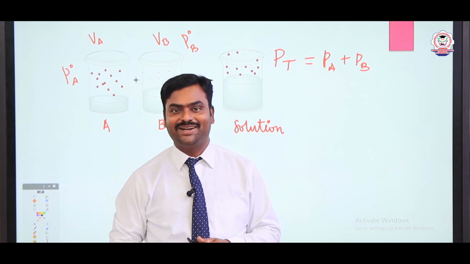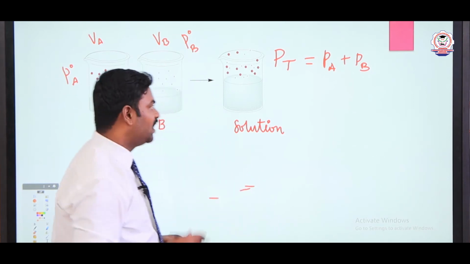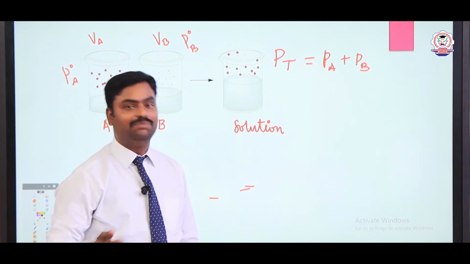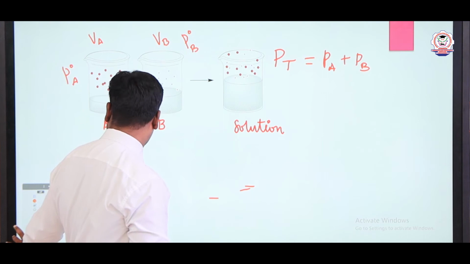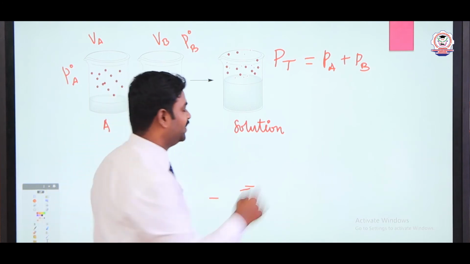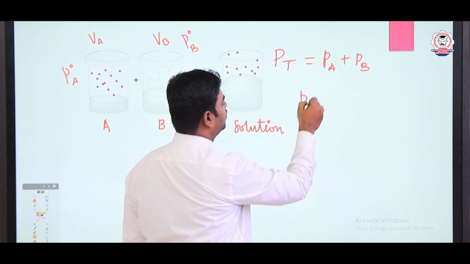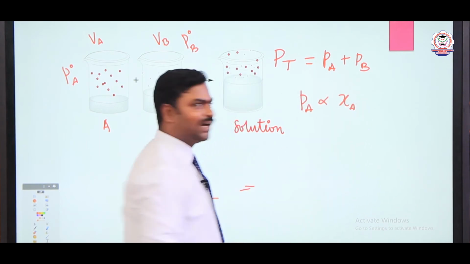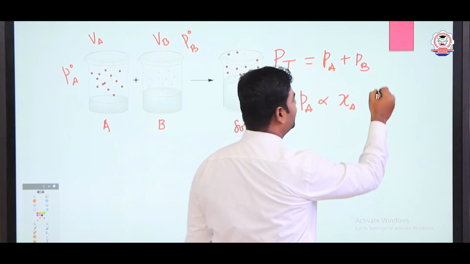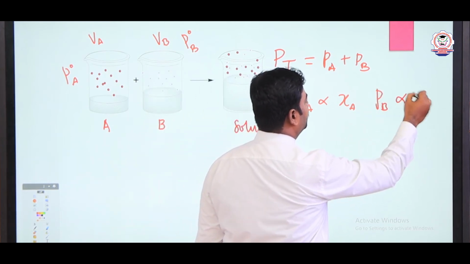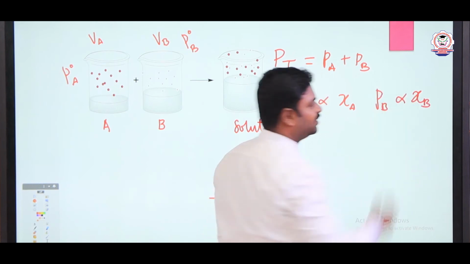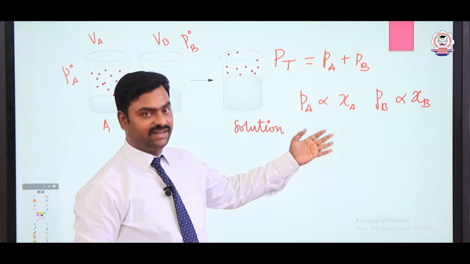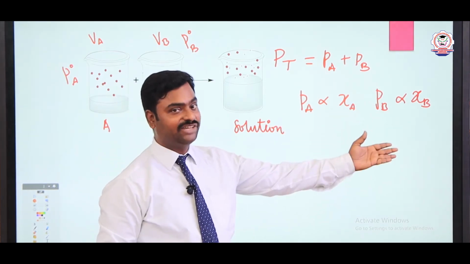Yes, it is possible according to Raoult's law. What is Raoult's law saying? The partial pressure is directly related to the mole fraction, the mole fraction in the liquid solution. So Pa is directly related to Xa. And Pb is directly related to the mole fraction of B, Xb.